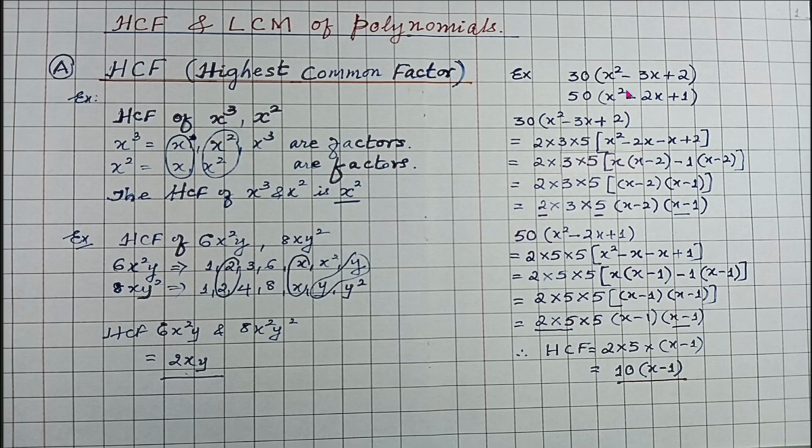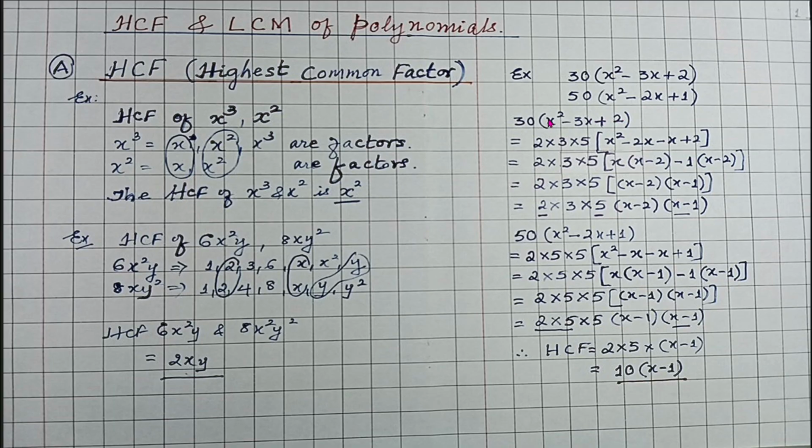We want to find out the HCF of 30(x² − 3x + 2) and 50(x² − 2x + 1). First of all, let us write down all the factors of this. 30's factors are 2, 3, 5, and x² − 3x + 2 is an algebraic second degree polynomial. There are three terms here. We can factorize it by the middle term splitting method.